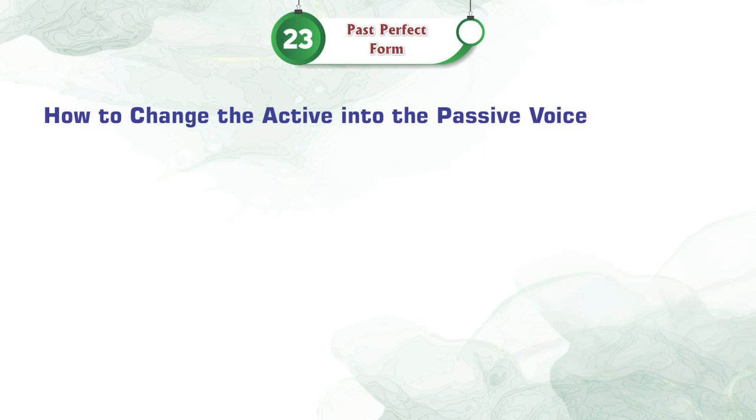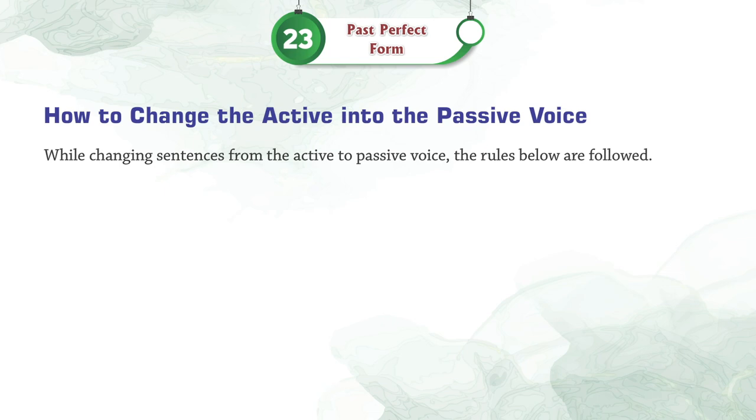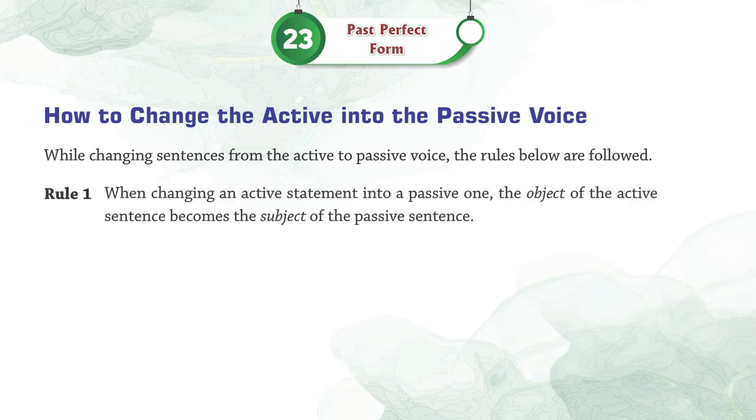How to change the active into the passive voice? While changing sentences from the active to passive voice, the rules below are followed. Rule 1. When changing an active statement into a passive one, the object of the active sentence becomes the subject of the passive sentence. Examples: Sumit wrote the story. The story was written by Sumit.